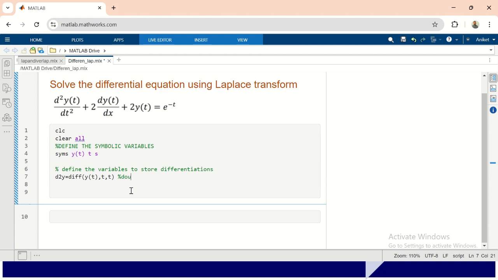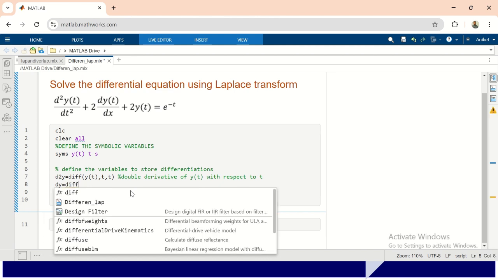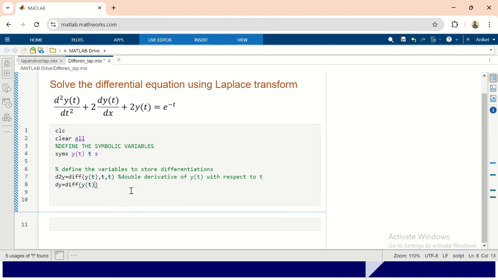Similarly, we'll create dy, which is nothing but the differentiation of y of t with respect to t. This means the first derivative of y of t with respect to t. I'll write 2. Yeah, so this is how we can write.